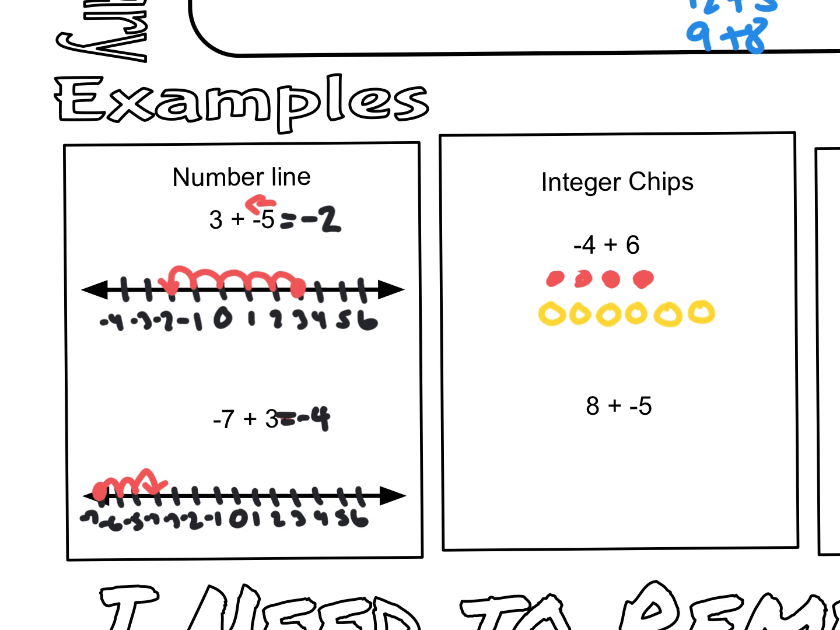The thing I like about integer chips is now we can look at what ends up happening with our 0 pairs. Here we can end up making 4 sets of 0 pairs. So all of these together just make 0, and our answer is just what's left over. In this case, our answer are these two together, and they're both positive. So our answer would be +2. Why don't you pause the video and try the next one?